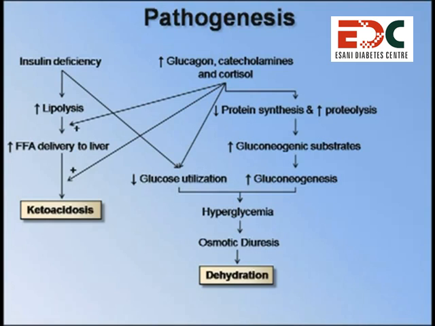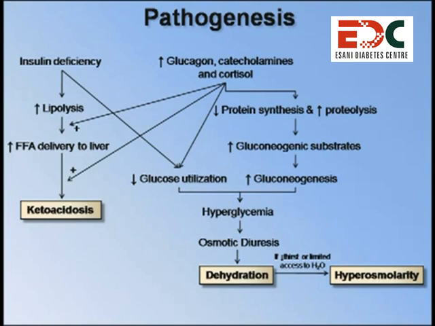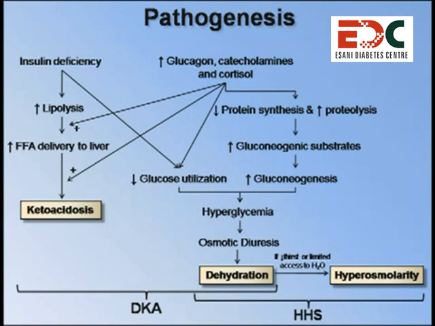And if the patient has limited thirst or access to water, as might be seen with someone who is either ill and/or confused, this dehydration will quickly lead to hyperosmolarity. So we now have the three important pathophysiologic endpoints: ketoacidosis, dehydration, and hyperosmolarity. The first two endpoints are key features of DKA, while the second and third endpoints are key features of HHS. The fact that the hyperosmolarity required for the formation of HHS is a consequence of poor water intake helps to explain why this condition is more often seen in older, chronically ill patients.